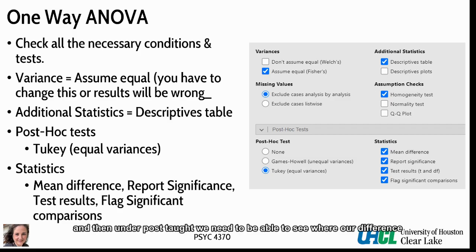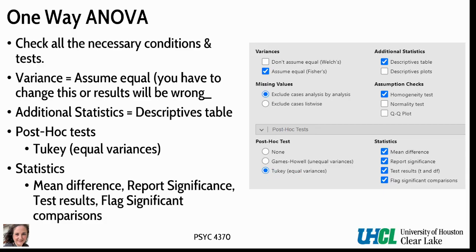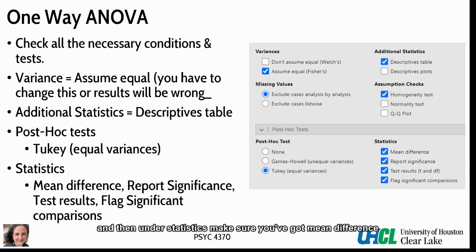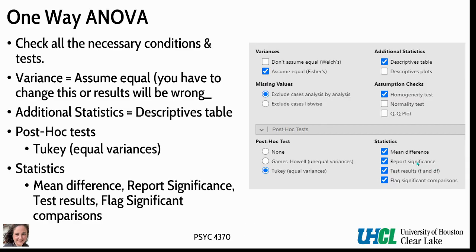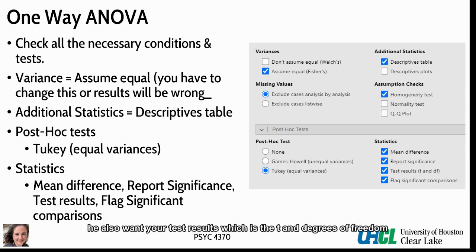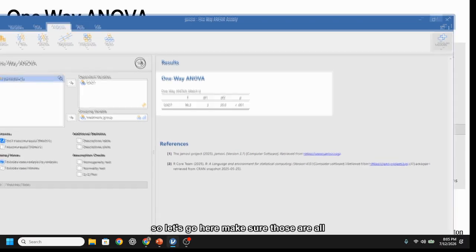And then under post hoc, we need to be able to see where our differences were between the different groups. We want to select Tukey because that is used when we have equal variances. And then under statistics, make sure you've got mean difference. You can also click report significance, and that'll just flag the ones that are significant. You also want your test results, which is the T and degrees of freedom, and to flag significant comparisons. So let's go over here and make sure those are all clicked.